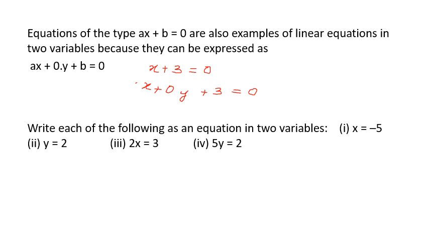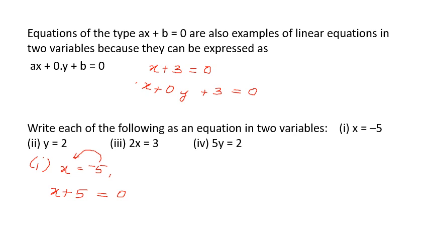Same way, you have to write each of the following as an equation in two variables. First one is x equal to minus 5. Let me do the first one for you. Now if x equal to minus 5, how do you write it? We have to put it equal to 0. So minus 5 has to be taken to the other side, it will become plus 5. x plus 5 equal to 0.